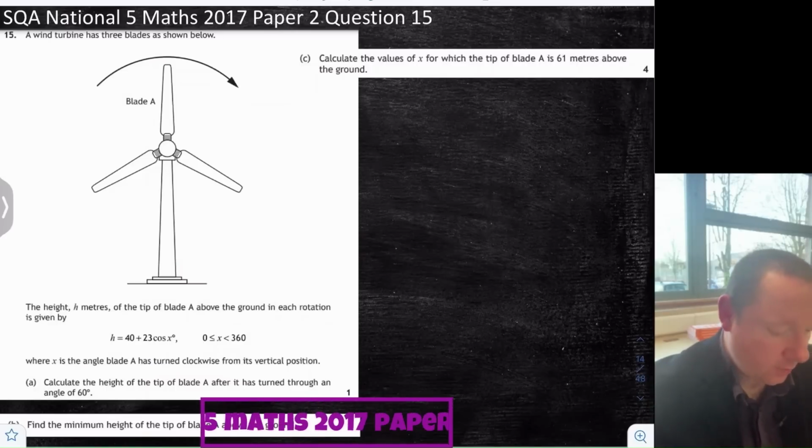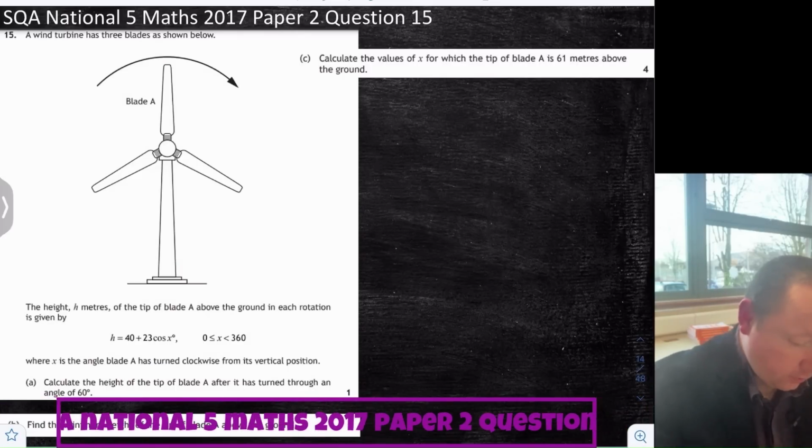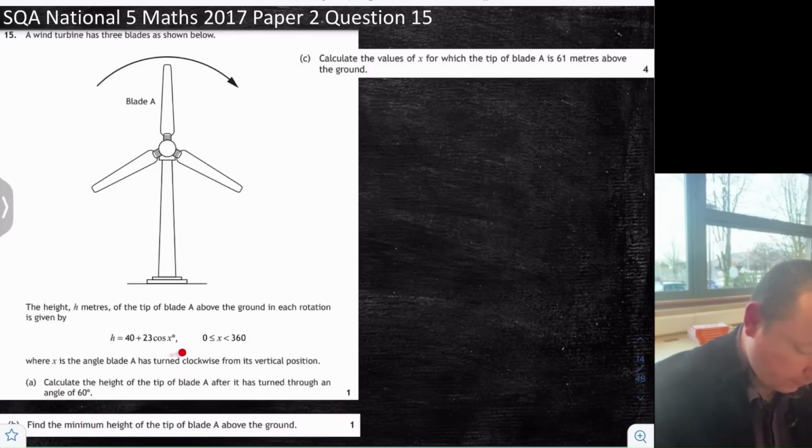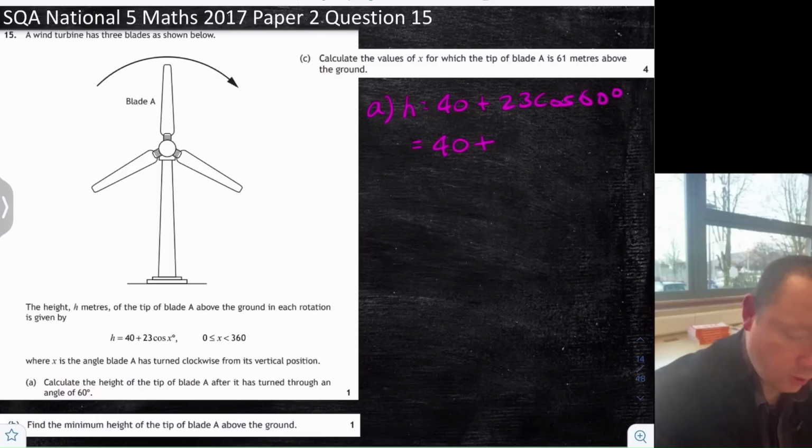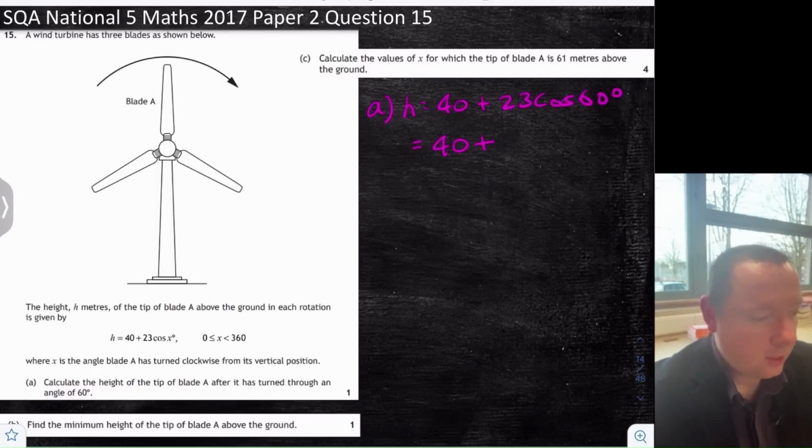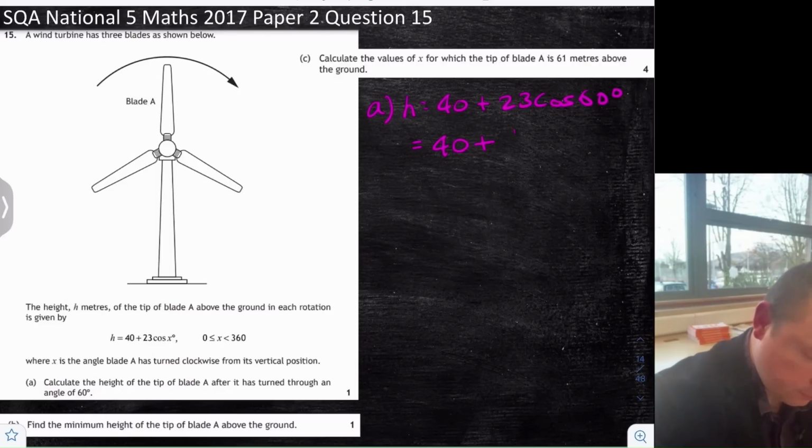And one turbine has 3 blades as shown, and it gives you this equation for the tip of the blade, and it says calculate the height of the tip of the blade when it's turned through an angle of 60. So I have to substitute 60 in. So for part A, I can just write h equals 40 plus 23 cos 60. That's 40 plus, now the cos of 60, use your calculator, is 0.5. So you would get 0.5 times 23, which is 11.5. So you get a final answer of 51.5 metres.